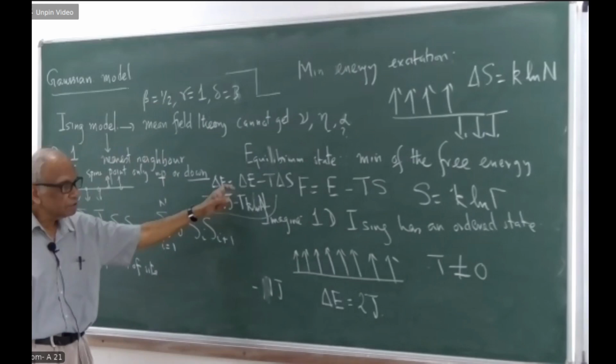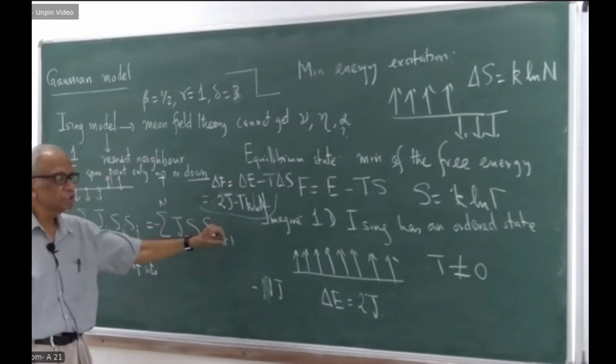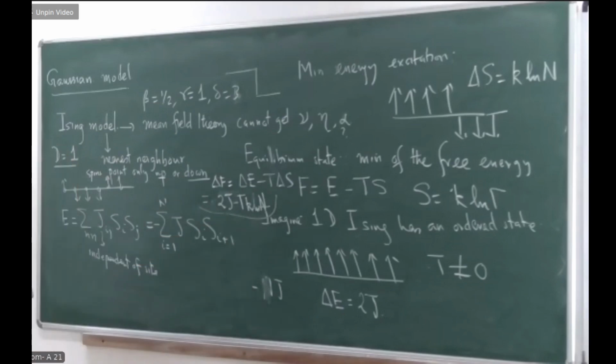is larger than 2J. So in the thermodynamic limit, just flipping, going to the next or higher energy state lowers the free energy, and hence the ordered state is unstable. Consequently, the one-dimensional Ising model cannot have a transition to an ordered state at any finite temperature. So the transition temperature has to be T equal to 0.